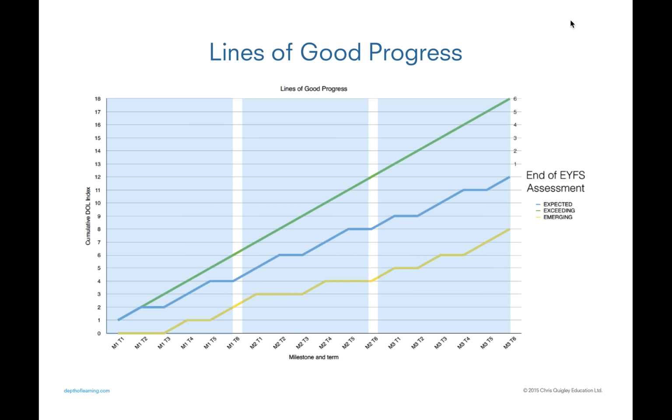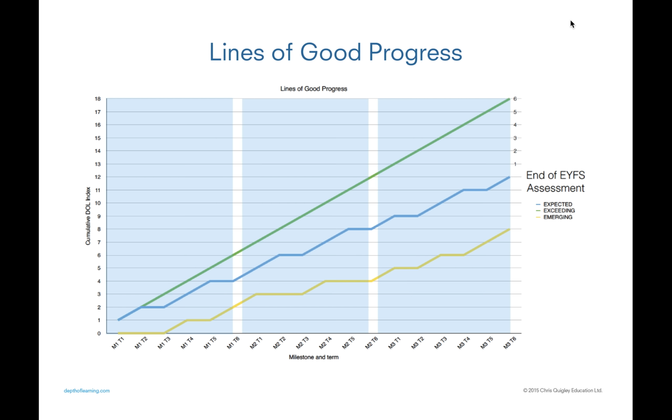So at the bottom of the screen, the yellow line of good progress represents good progress for a child who was emerging at the end of early years. The blue line represents good progress for a child who was expected at the end of early years. And the green line represents good progress for a child who was exceeding at the end of early years.